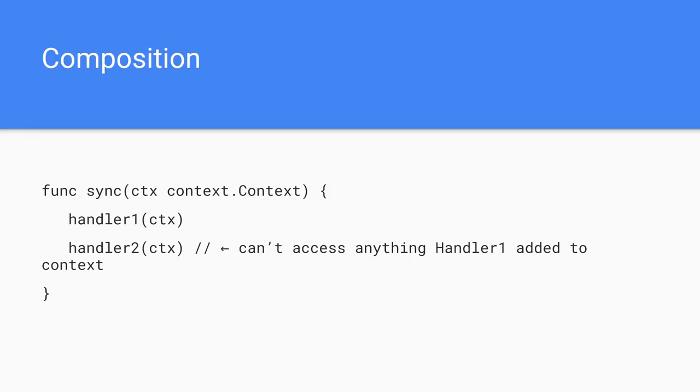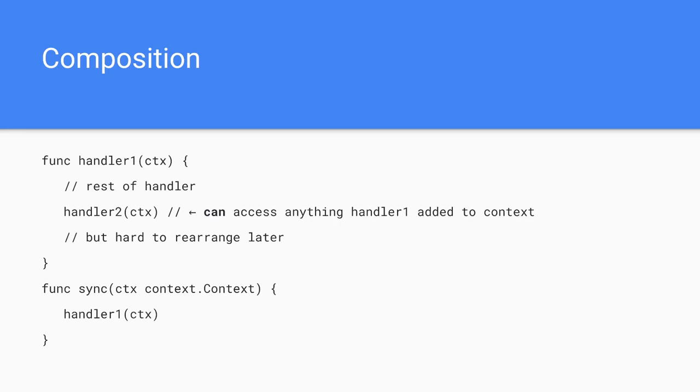But you can imagine some sort of synchronization function that's calling these handlers. You do step one, handler one, do step two, handler two. But one of the problems is that if we're using context like this to pass values between handlers, this second call, handler two, can't access anything that handler one added to the context because it doesn't have the value back out. And since we're not using pointers and we're not returning the context, we can't pass handler two the context value.